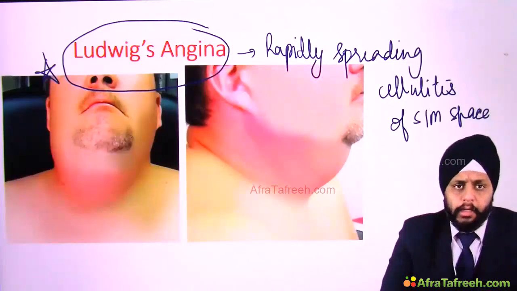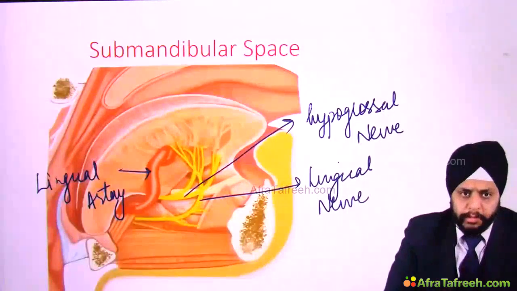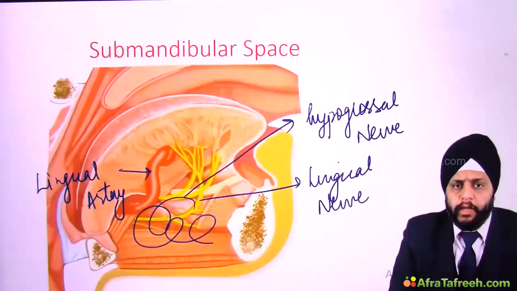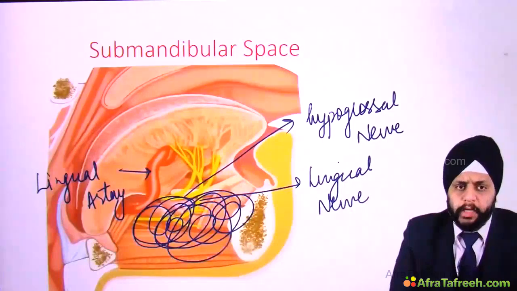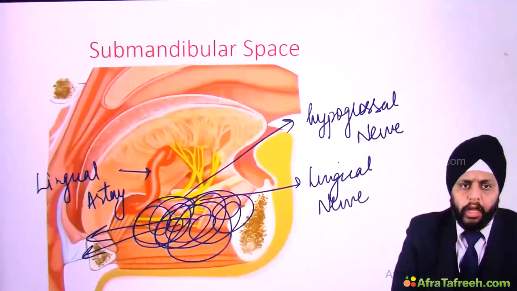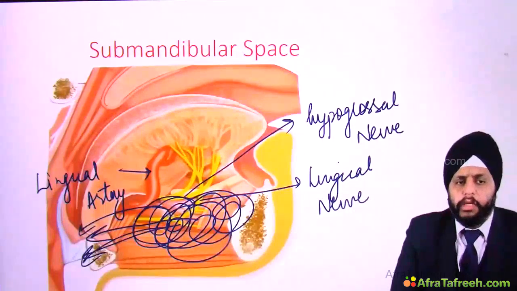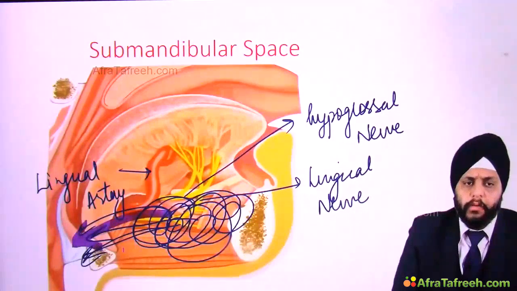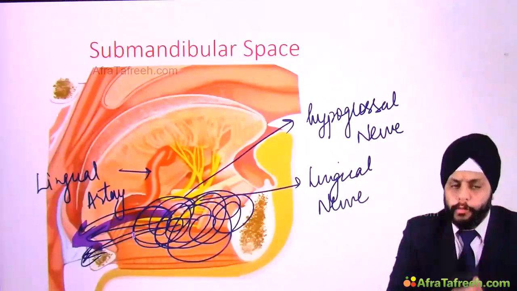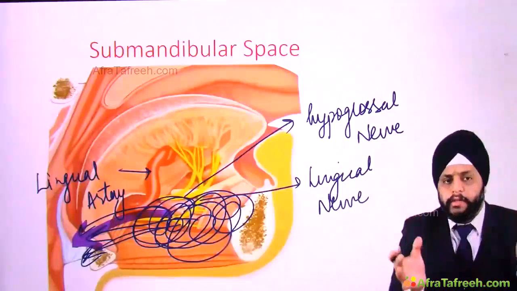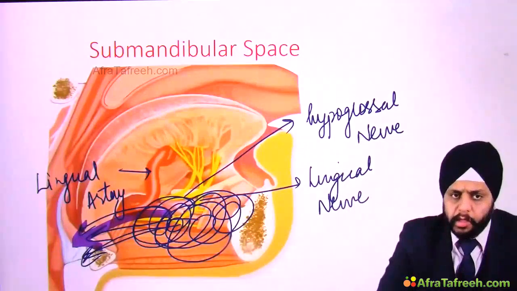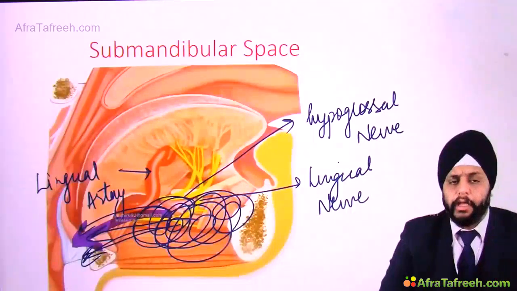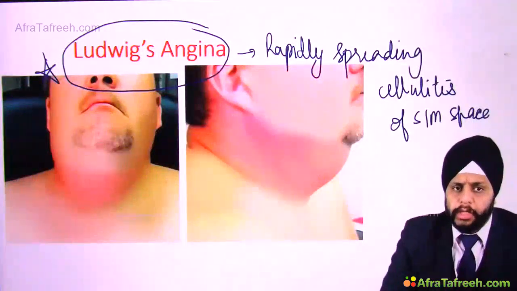Now, look at this anatomy. What do you see? If there is an infection over here, it is a rapidly spreading cellulitis. It can quickly spread to the airway and therefore can cause respiratory obstruction. If the swelling increases, it can block the respiratory pathway. Therefore, Ludwig's angina has to be treated with urgency.